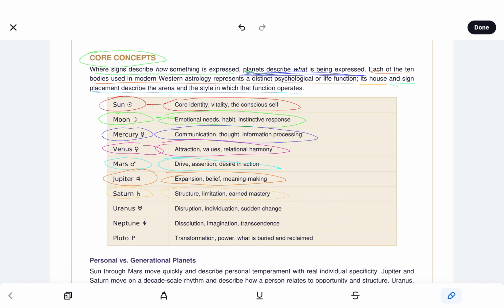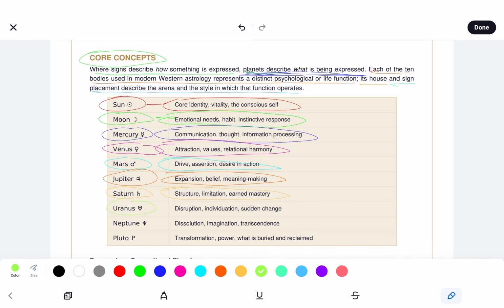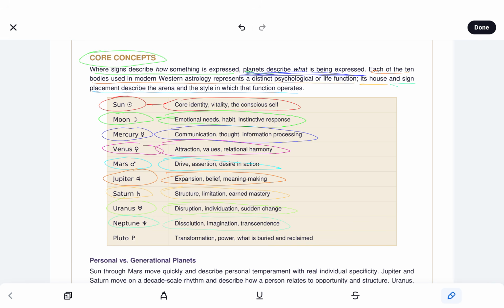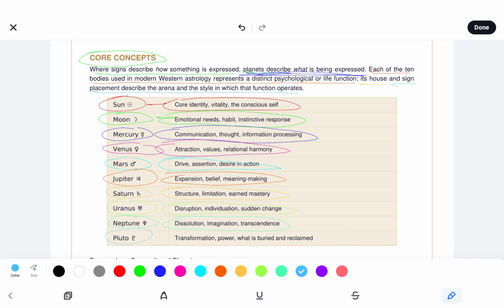Saturn, structure, limitation, earned mastery. Uranus, disruption, individuation, sudden change. Neptune, dissolution, imagination, transcendence. And Pluto, transformation, power, what is buried and reclaimed.